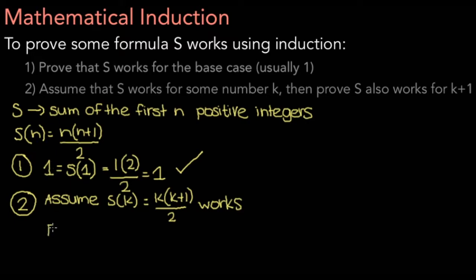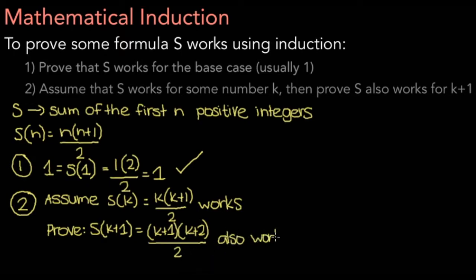What we need to prove is that S of k plus 1, which can be written as k plus 1 times k plus 2 over 2, also works. And we're going to use this assumption in order to do so. You'll notice that S of k plus 1 can be written as 1 plus 2 plus 3 plus some terms in the middle plus k plus 1.